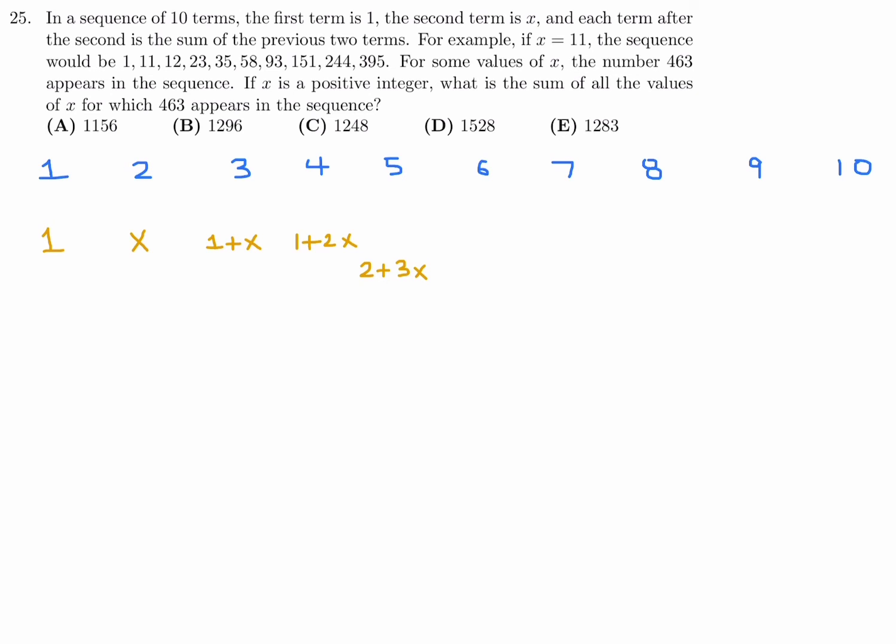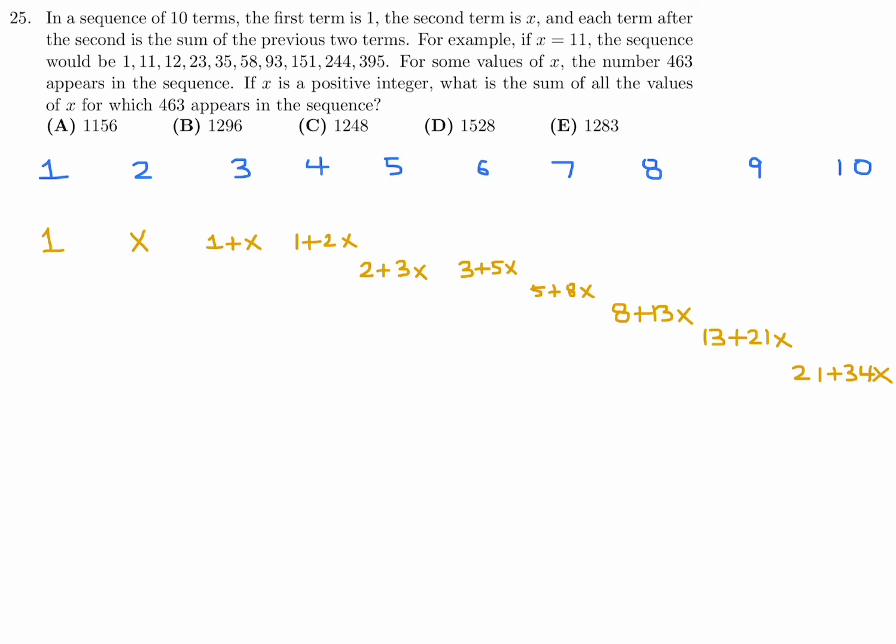We've got here 3 plus 5x, and then we have 5 plus 8x, and then 8 plus 13x, 13 plus 21x, and the last one would be 21 plus 34x. So as long as you don't mess up on the math there, this should be fine. Now, we want 463 to appear. How do we do that?